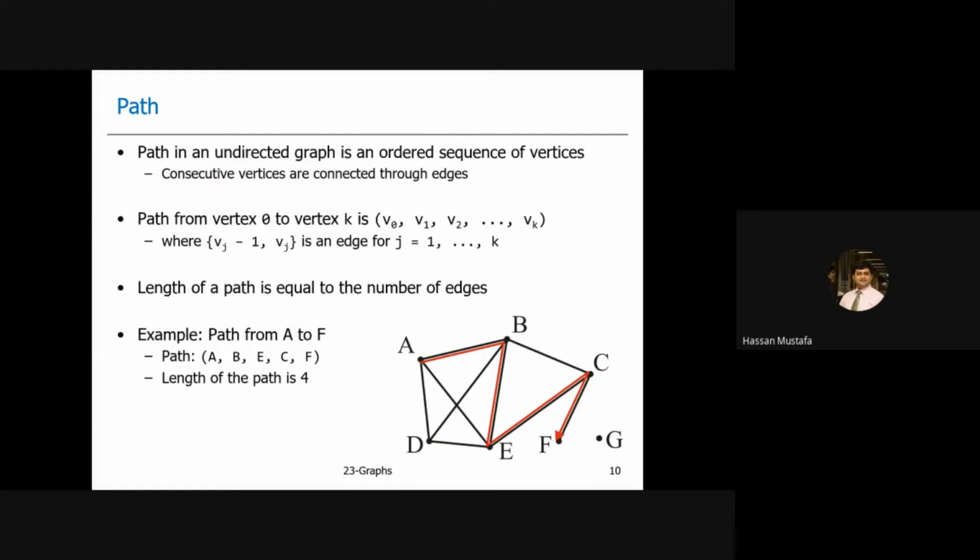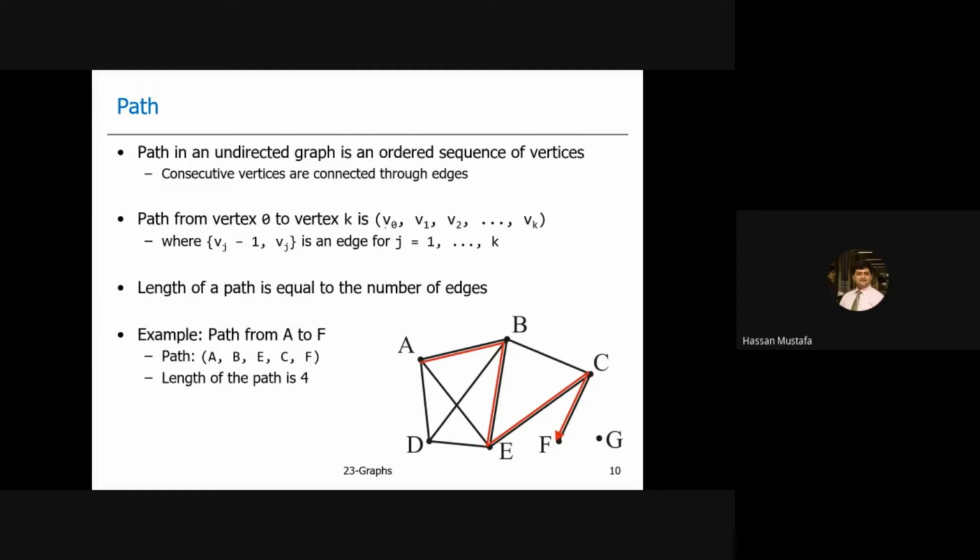For a path in an undirected graph, it means that we just want to note down these edges that we have taken to reach this node F. That's a path. If I start from A, I could have gone directly to E, then C and F. So there can be many paths that can lead me from A to F. But whenever I want to write down a path, I would write the exact sequence of the edges that I've taken to reach my destination.